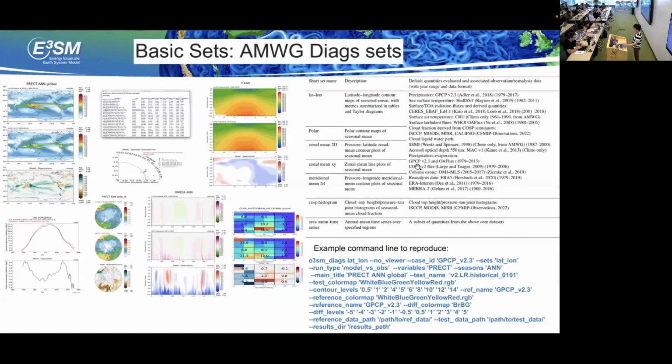In the table, I listed all the observational data sets available, but the fonts are probably too small, so you can look later. On the bottom, I listed an example command line to produce one of these three panel plots. This is a minimal unit E3SM Diags can produce. In the exercise, I will ask you to look for this command line so that you can use it to reproduce one of these plots.